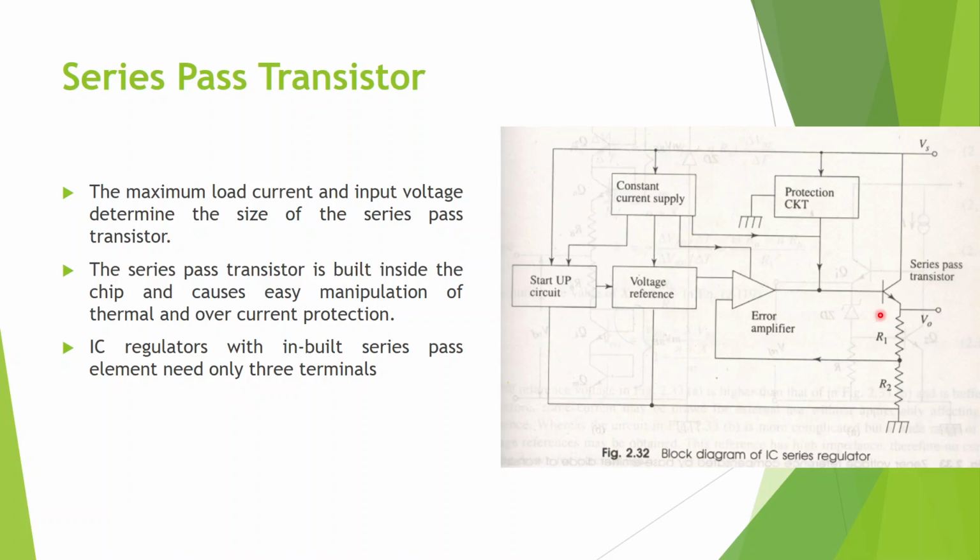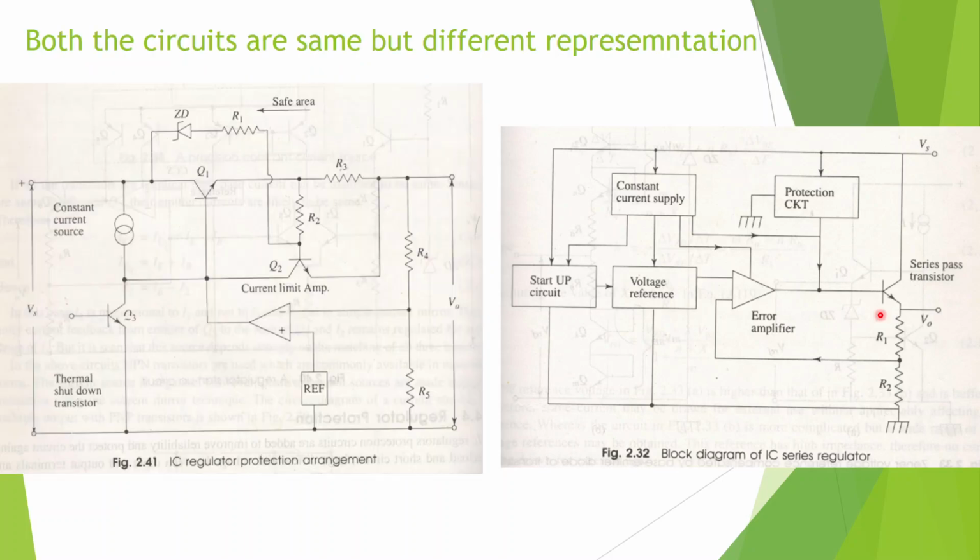Now you have seen 2 circuit diagrams. One is this one, which we used to explain the protection circuits, and another is this block diagram of the internal arrangement of the ICs. Both of them look different, but they are actually the same circuit arranged in a different manner, with different things highlighted. Here Q1 is the series pass transistor, which is the same transistor shown here. This is the error amplifier, and that error amplifier is shown here.